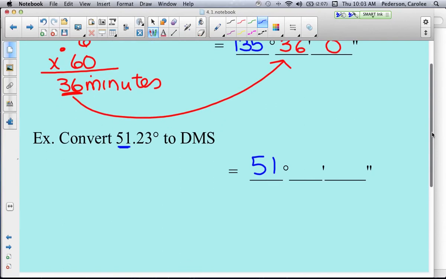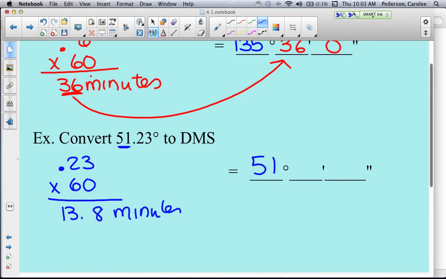So you start off again the same way. You take 0.23 and you multiply it by 60. And what do you get? What is it? 13.8, so it's 13.8 minutes. The difference with this example and the last one is now we have a decimal place. So what we take with us is the 13 minutes.